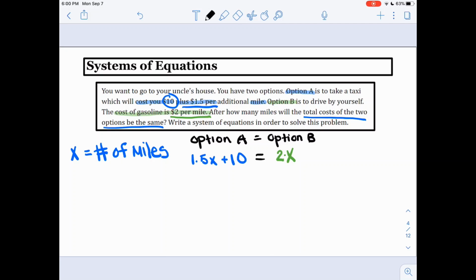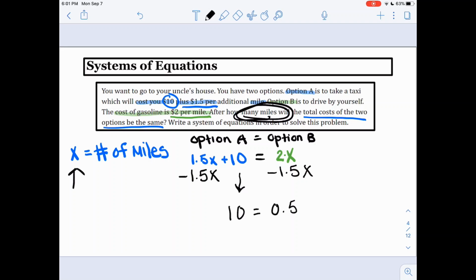Now I want to know, when will these equal each other? Specifically, after how many miles, or at what x value will the two options be equal? So let's solve for x. I'm going to subtract 1.5x from both sides. I'm going to divide both sides by 0.5. And I'll end up with an x value of 20.